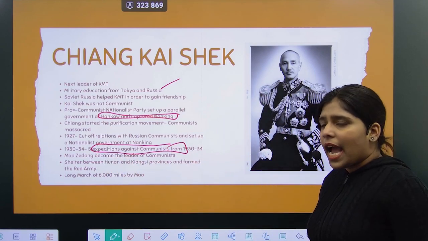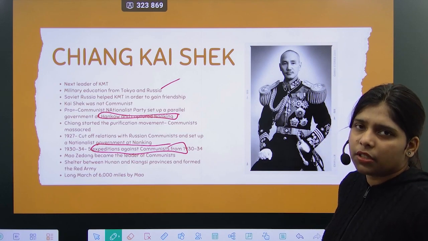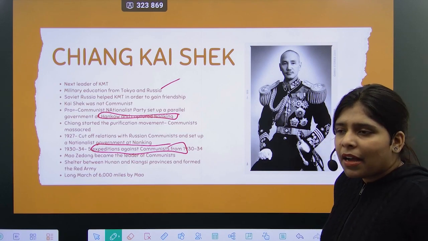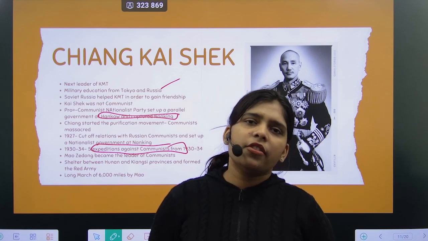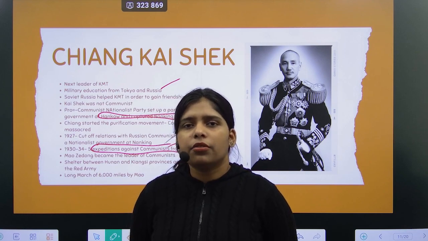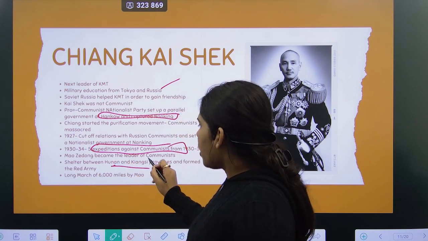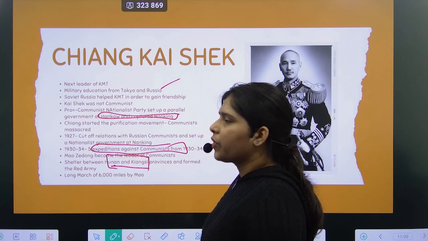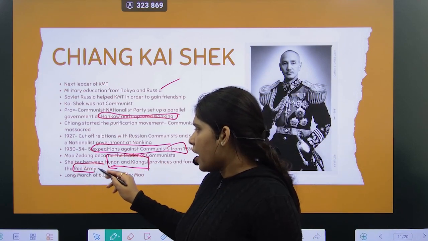But you will see at this time, Mao Zedong became the leader of the Communist Party. Now, Mao Zedong was a very powerful ruler, and he saw that Chiang Kai-shek was on a mission to erase them. So they took shelter in Hunan and Jiangxi provinces. That's where Mao Zedong formed the famous Red Army.